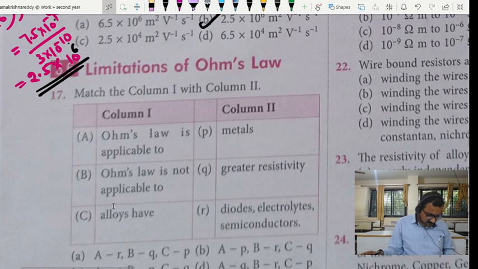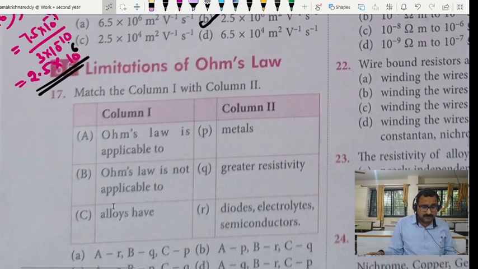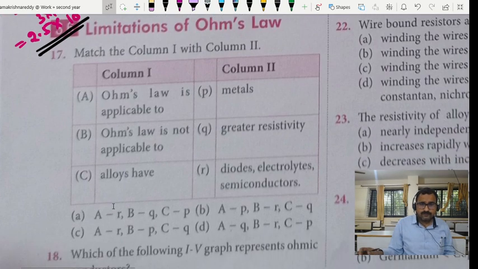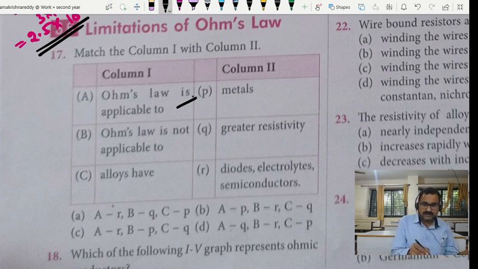Next question number 17. Match column 1 with column 2. Ohm's law is applicable generally to metals only, almost all metals, so it will be matching with that.